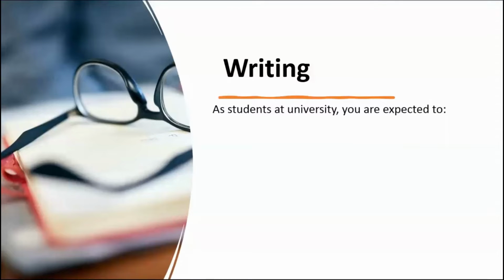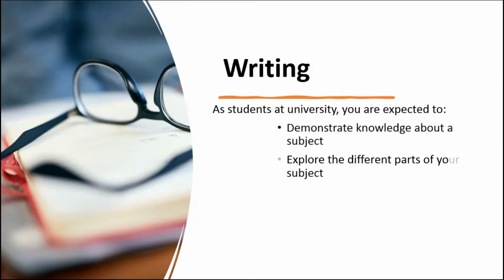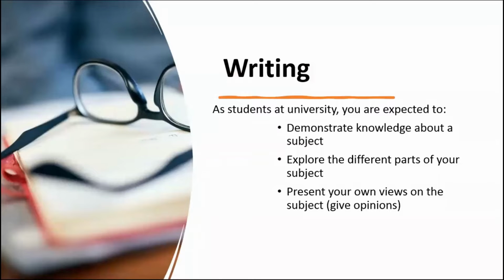So now remember, at university, all students are expected to do really three main things, okay? You're expected to demonstrate good knowledge about your subject, and this will increase as you go through your degree levels. You're also expected to explore different parts of your subject. So you'll analyze and investigate and assess critically as you go through your levels again. And also you will be expected to give your own views, your opinions on what you've read, what you found, and why they are important.